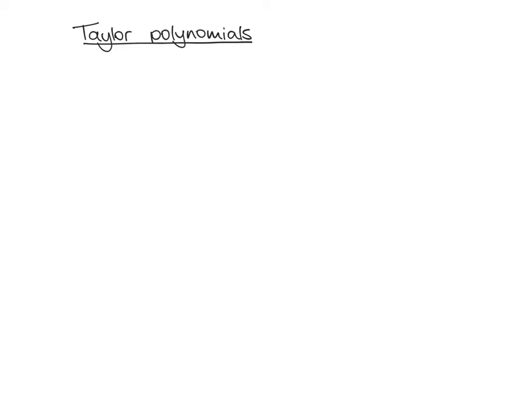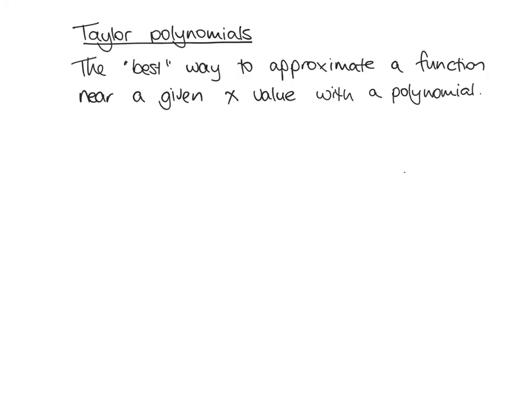So where did the two polynomials that we used to approximate sine of x in the previous example come from? Well, it turns out that they're both examples of Taylor polynomials, which are probably the best way of estimating a function near a particular x value if you want to use a polynomial. To find the Taylor polynomial approximating a function, you need three things. So the first thing that you need is the function that you actually want to approximate, obviously.